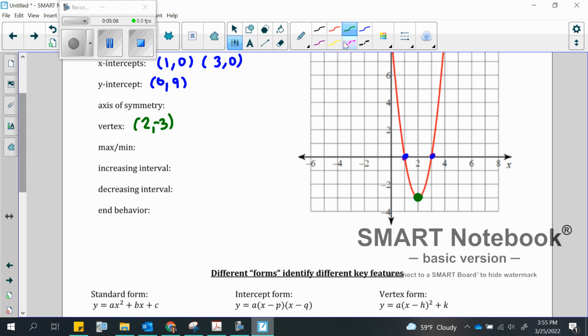And the axis of symmetry is an imaginary vertical line that goes through whatever the vertex is. All you do is you take the x value of the vertex. So it would just be x equals 2. So x value of vertex. And it's an equation, don't just write 2. So x equals 2.